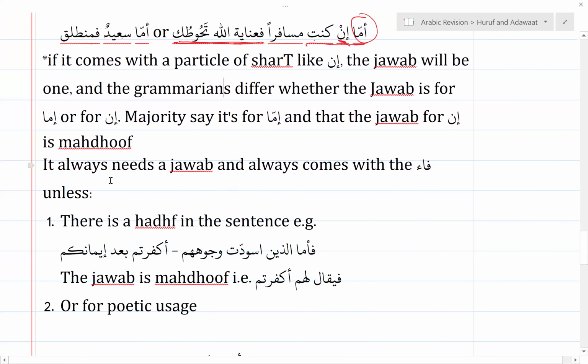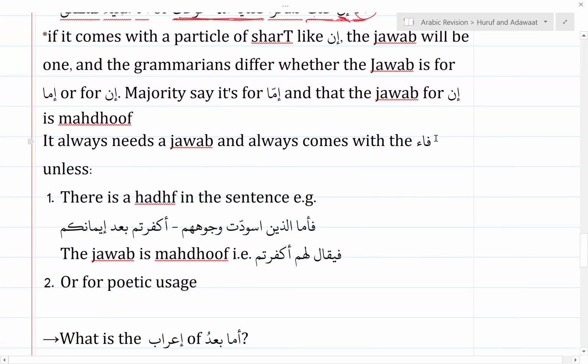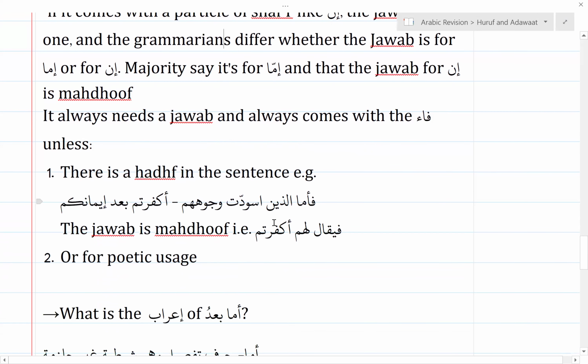Now, amma always needs a jawab and always comes with a fa, unless, with every rule, there's an exception in Arabic. So we know every time we say always this, then there's an exception. So it always comes with a jawab, it always comes with a fa, unless there is a hadf in the sentence. What do we mean there's a hadf? There's something omitted, something hidden in the sentence.